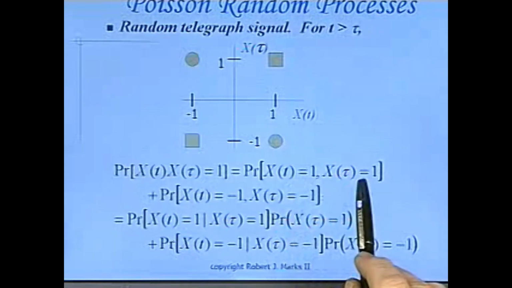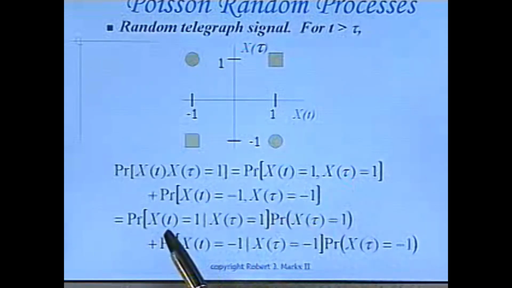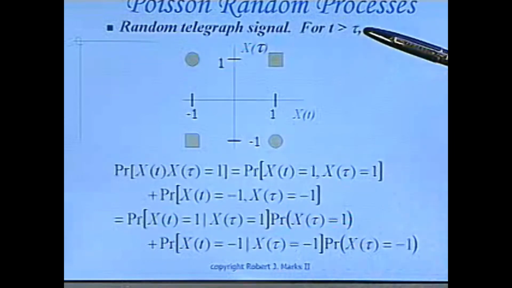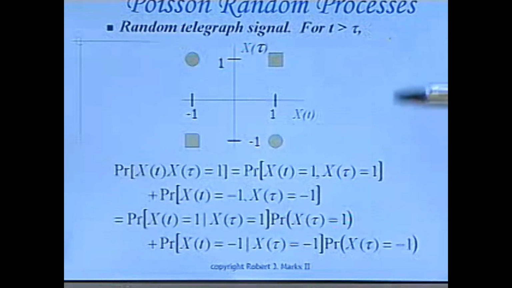This first one, by conditional probability, is the probability x of t is equal to 1, given x of tau is equal to 1, times the probability x of tau is equal to 1. That's just conditional probability. In a similar fashion, we can do this for the second term and write it as a conditional probability also. All of my analysis, by the way, is for t greater than tau. When I get to the end, I can just interchange t and tau and get the expression for the complement of this assumption. So let's take a look at these.